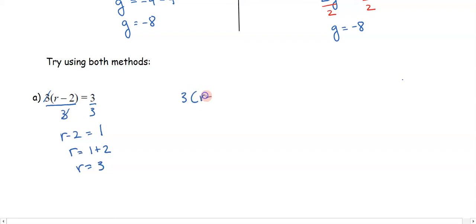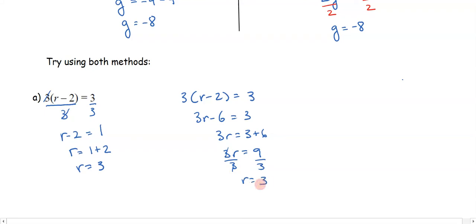Or method 2 would be to remove the brackets first using your distributive law. Move the -6 to the other side. Collect like terms. Divide both sides by 3.